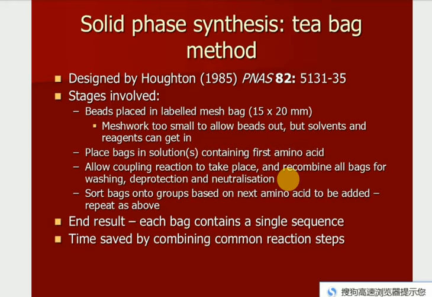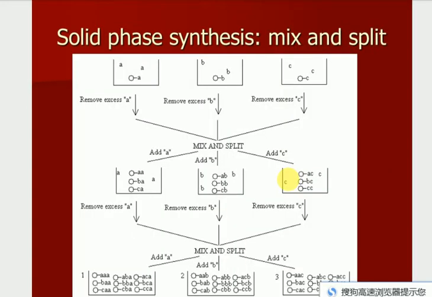The end result of the teabag method is that each bag will contain a single sequence. They don't all have to be the same sequence, so you could have 1,000 different bags, and you could put them in different amino acids in different combinations in order to generate 1,000 different sequences. It would be quite labor intensive, but it would be possible. So the teabag method can be used to generate specific peptide sequences on a variety of different beads all at the same time. But this would be a method to generate specific sequences and generate one sequence per bead. Sorry, one sequence per teabag.